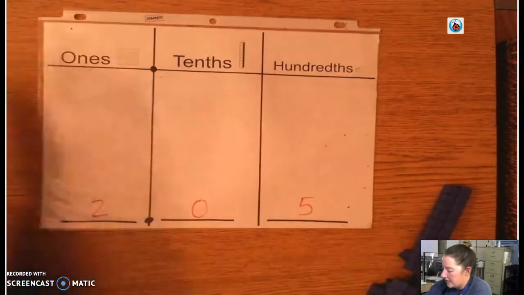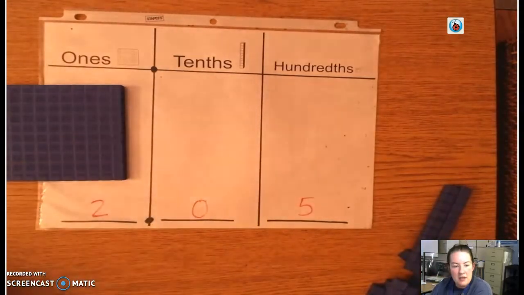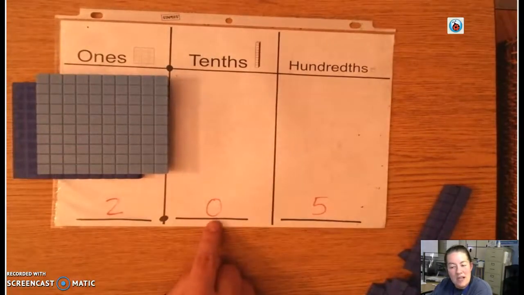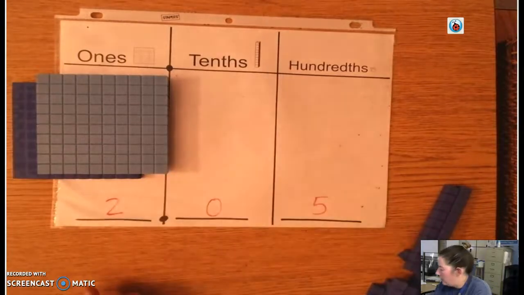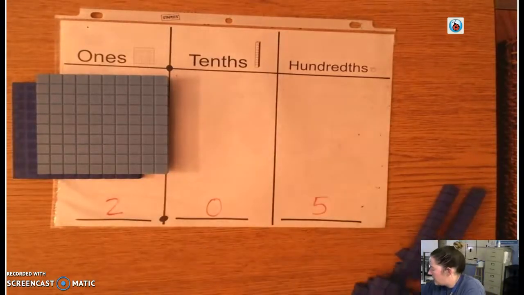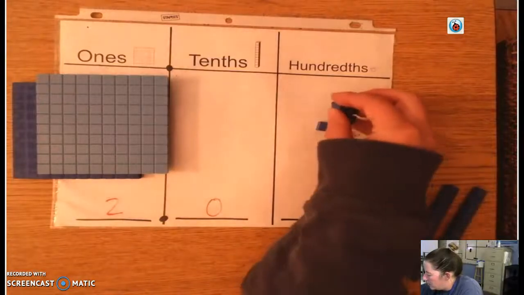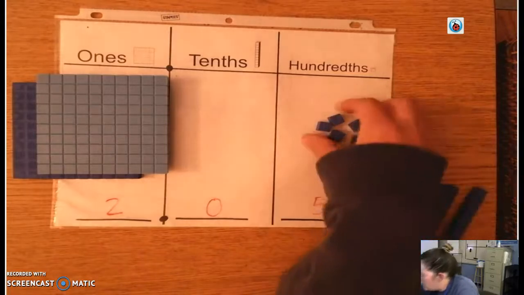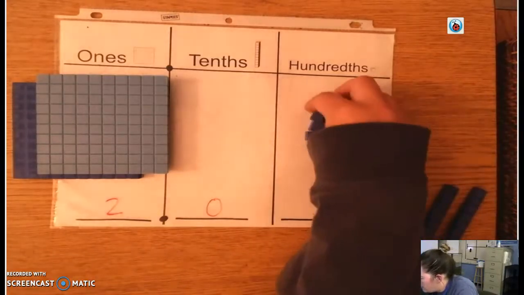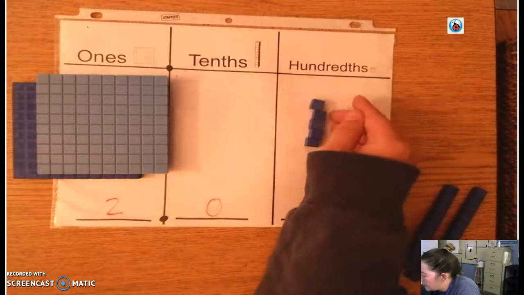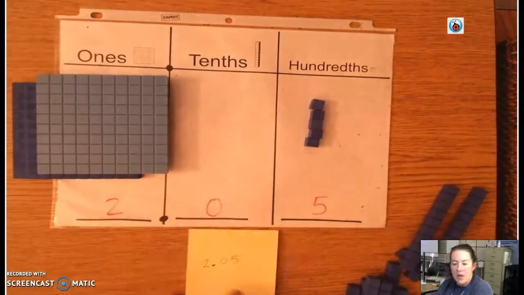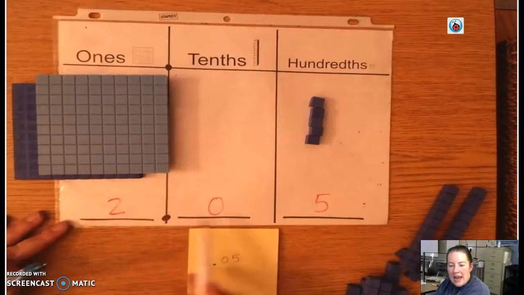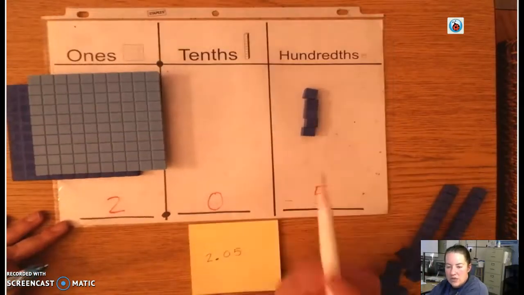Well, let's build it first, okay? So here I have 1. I need another one. So there's 2 ones. How many tenths do I need? 0. How many hundredths do I need? 5. 1, 2, 3, 4, 5. There's 5 hundredths. So this is what 2 wholes and 5 hundredths would look like. And the way you pronounce it, I would say 2 and 5 hundredths.